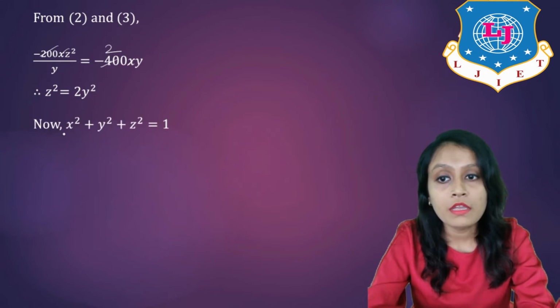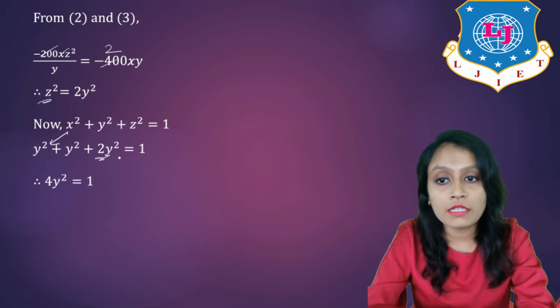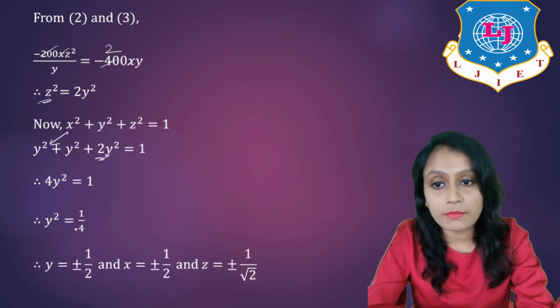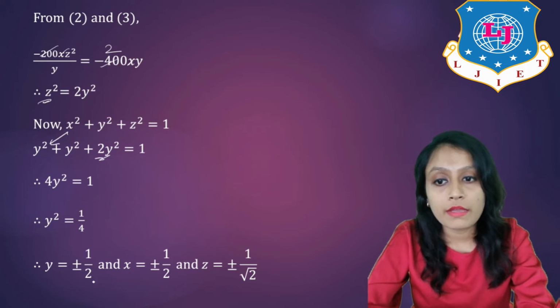Okay, now we have this constraint, that is x square plus y square plus z square is equal to 1. So now substitute the value of x square. X square is y square. So in place of x square, y square as it is, and in place of z square we have to write 2y square equal to 1. Simplify, so you will get 4y square is equal to 1. Therefore y square is equal to 1 upon 4 and y is equal to plus or minus 1 by 2.